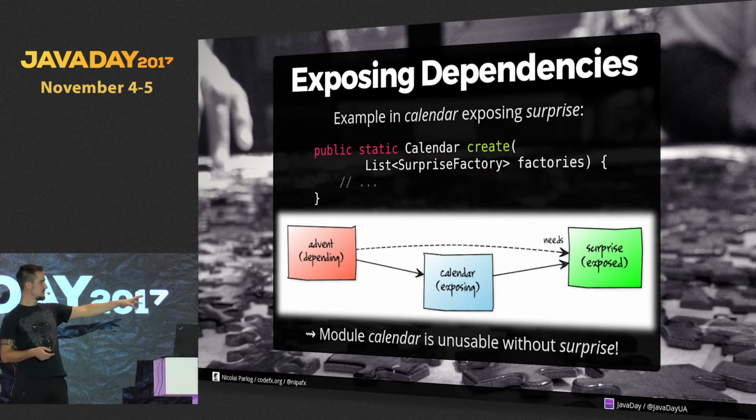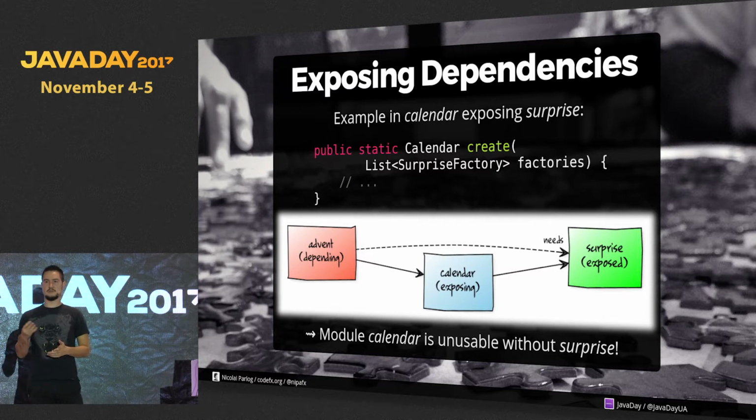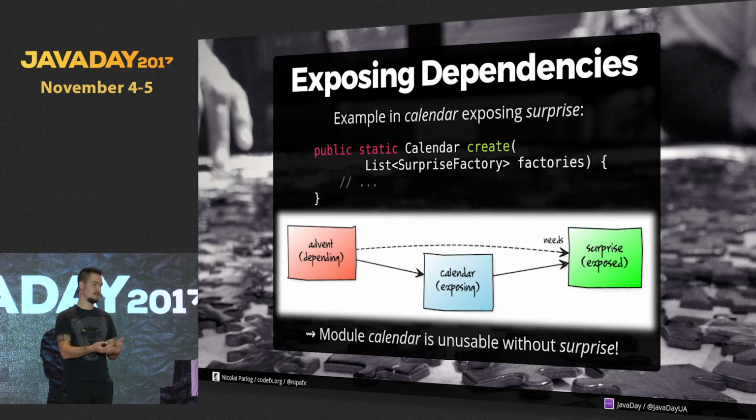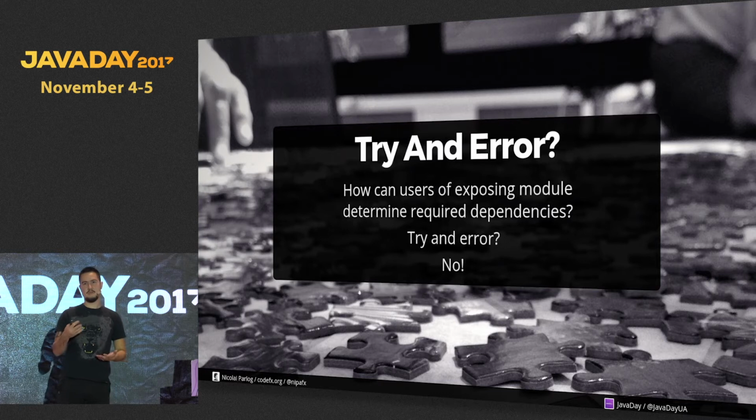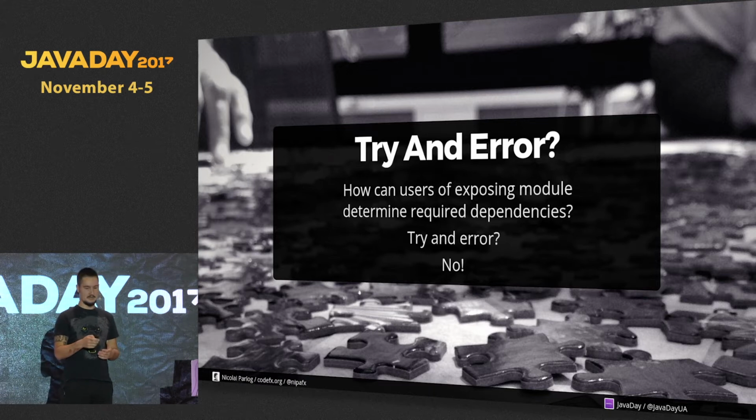So the surprise module is pretty much innocent here. It's just a random module, but it gets exposed by calendar. Calendar is exposing it, meaning it's using its types in its own API. Advent is depending on all of that. So if you're coding Advent, how do you find out which modules you add? You could type a couple lines of code, and then have the compiler tell you, you can't use surprise factory because you don't read that module. So then you go into Advent's module descriptor, and require that module, and so forth. But this trial and error process is not the best way to do it, right? It's obviously manual, and it sounds like a lot of useless or meaningless work.